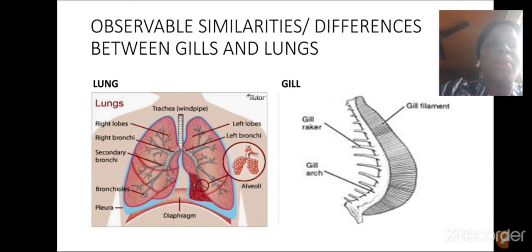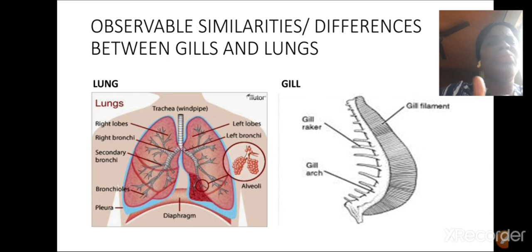Looking at the lungs and the gill, do they have similarities? Yes, they do. And what are the similarities? They have an abundant network of capillaries, that is, they are highly vascularized. They both have a moist surface. The lungs have a moist surface, the gill also has a moist surface, and they also have a large surface area, which allows for gaseous exchange.